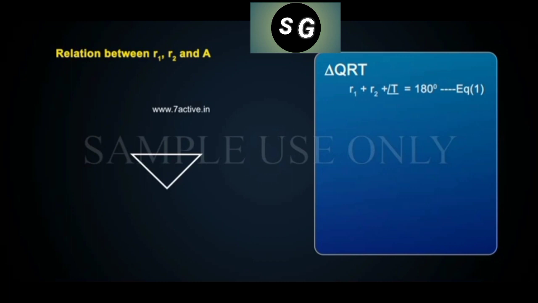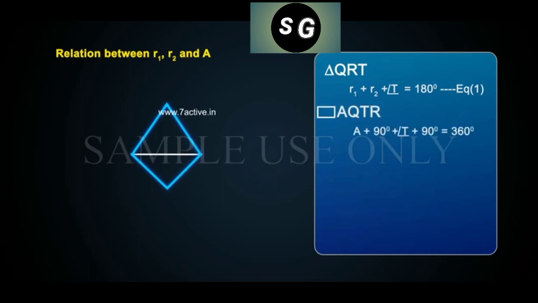In quadrilateral AQTR we have angle A plus 90 degrees plus angle T plus 90 degrees equals 360 degrees. Since AQ and AR are normals, we take them as 90 degrees, and the sum of interior angles of a quadrilateral is 360 degrees.